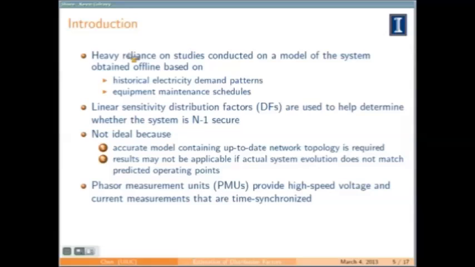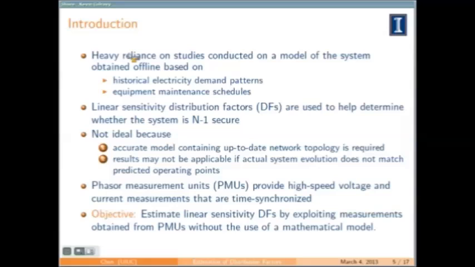At the same time, we have phasor measurement units that provide high-speed voltage and current measurements that are time synchronized. So we have these snapshots that are very high frequency synchronized measurements from the system. So the objective of this work is to estimate these sensitivity factors by exploiting measurements from the PMUs without the use of a mathematical model. So how do we do this?